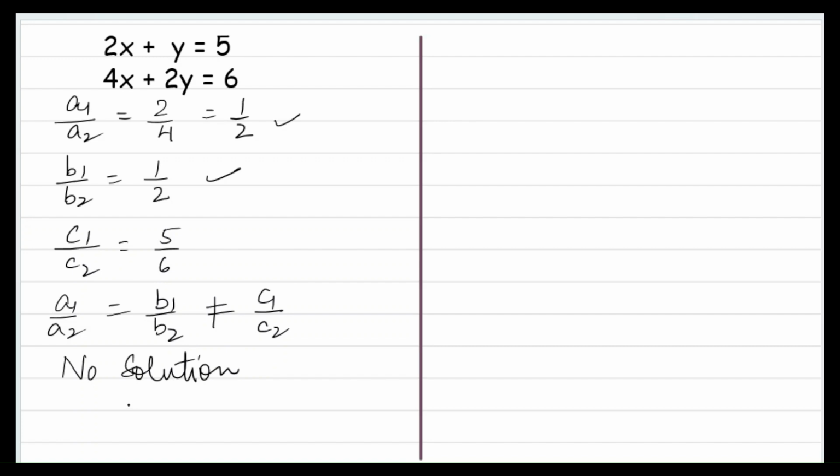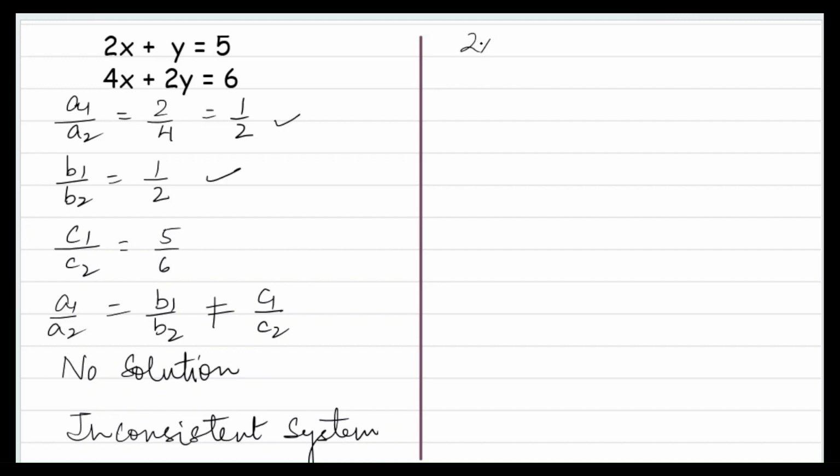And when the given linear system has no solution, the system is called an inconsistent system. No solution means inconsistent system. Let's prove this by solving these two equations by elimination method.